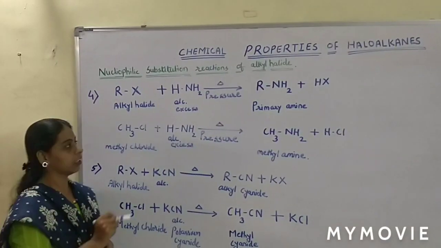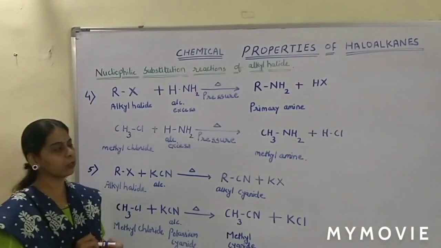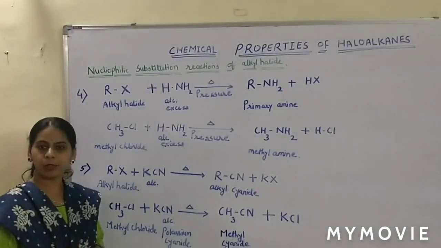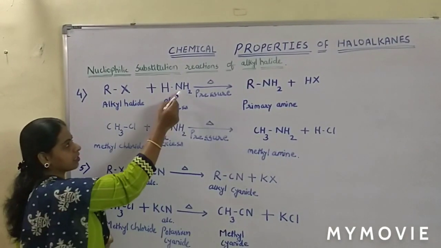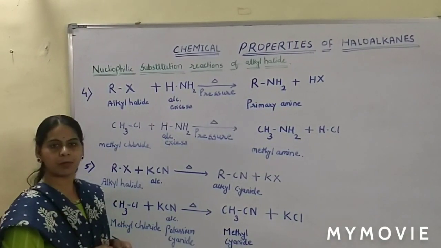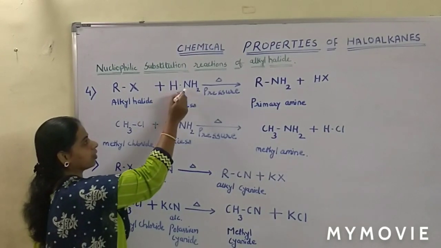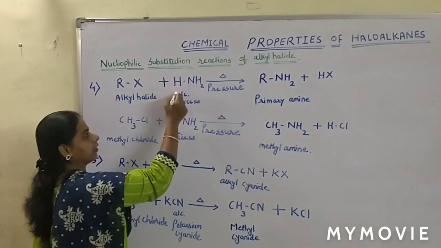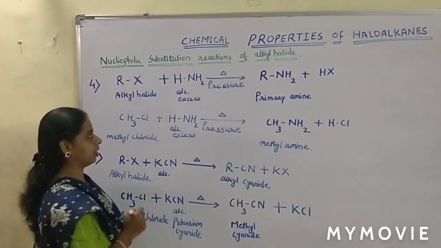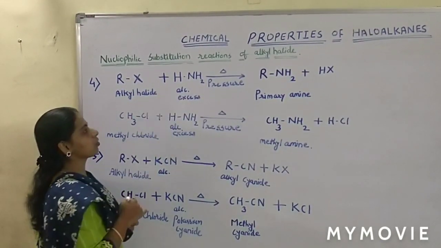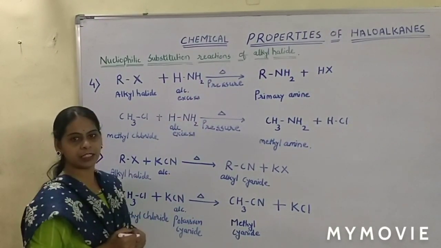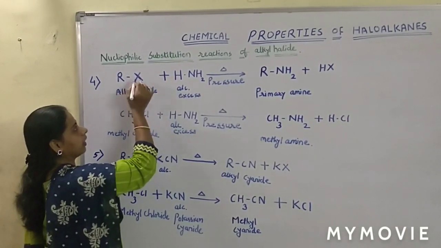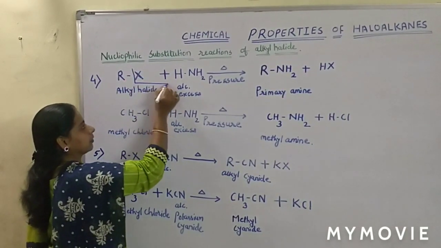The fourth reaction, alkyl halide reacts with an alcoholic excess solution of ammonia. Now what is the formula of ammonia? NH3. Here I wrote NH3 but in split form, hydrogen bonded to NH2. Originally this compound is NH3. I split it in this form so that the reaction is carried out under heat and under pressure. So what will be the product? This hydrogen connects with that X.